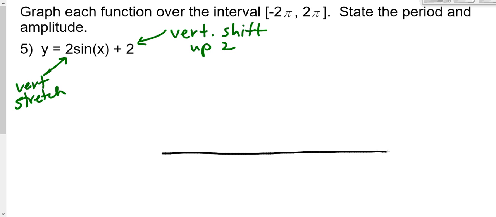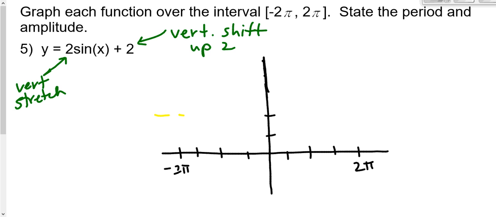Okay, so I'm going to give myself more space here on my y-axis, going to 2 pi and -2 pi. Let's divide that into chunks. So the midline is normally at 0. Now the midline is going to be at 2. So I think it's really helpful to draw in the midline.